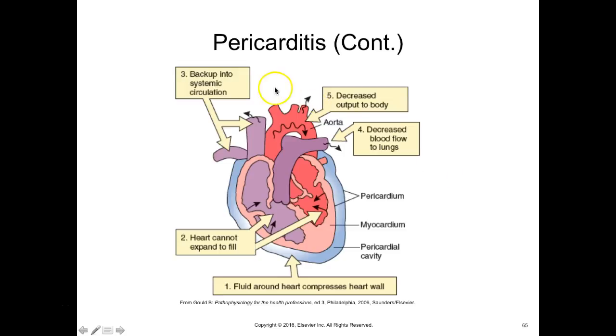So here we have a couple of things: decreased output to the body, decreased blood flow. These are all things that can happen here. Fluid around the heart compresses the heart wall. The heart cannot expand to fill, backs up into systemic circulation, leads to that decreased output and decreased blood flow to the lungs. So this pericardium is inflamed and is squeezing.